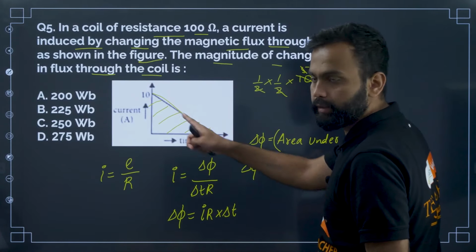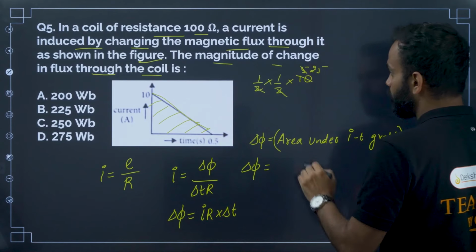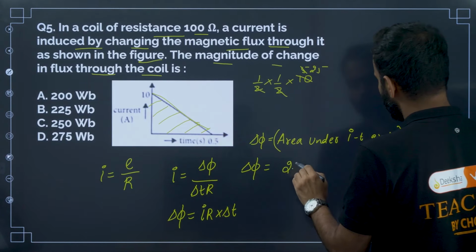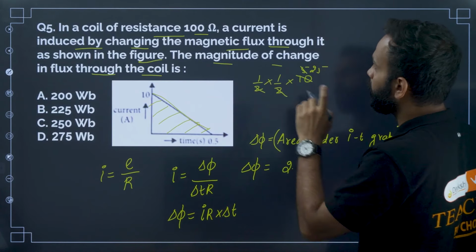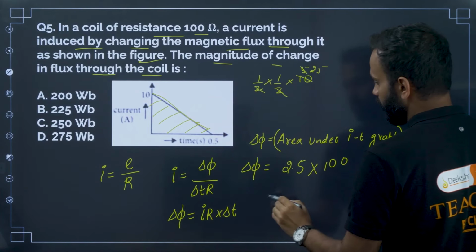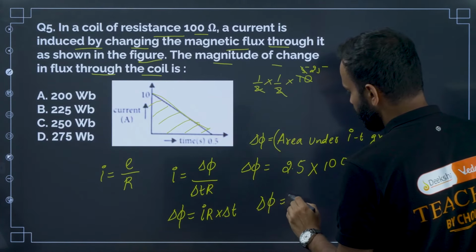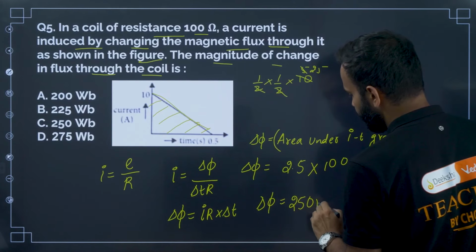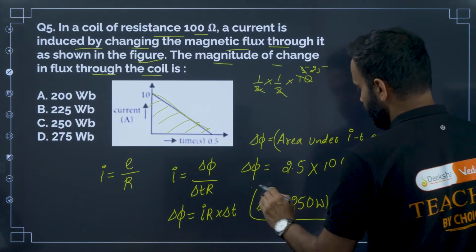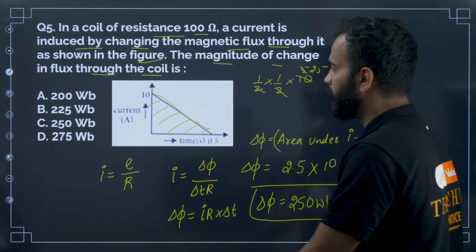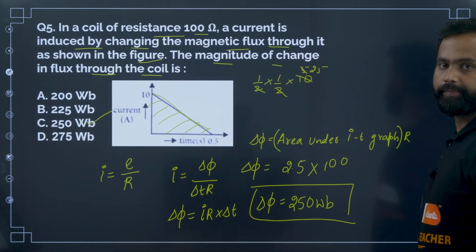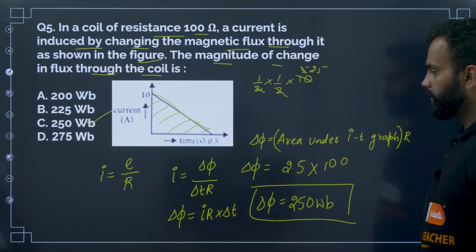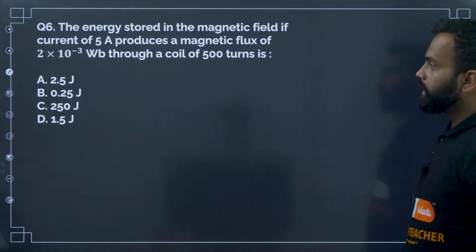Now the area under this line is 2.5. So 2.5 into R. Here, what is the value of R? 100 ohm. So now delta phi is equal to 250 Weber. So the correct option is C. Understood? Yeah. Question number 6.